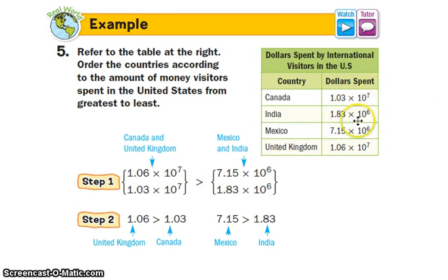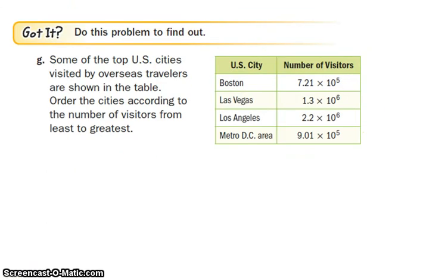Then let's compare these two because they both have exponents of 6. Well, 7.15 is bigger than 1.83. So it should be United Kingdom, then Canada, then Mexico, then India. Okay? Why don't you take a look at these 4 cities, and they want you to order the cities according to the number of visitors from least to greatest. So we're looking for the smallest number first. Okay, go ahead and pause the video and see if you can put these numbers from smallest to largest.